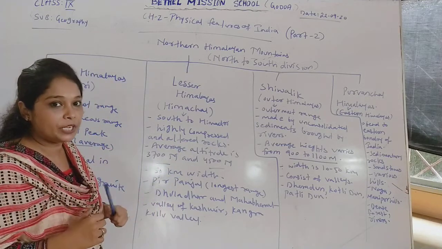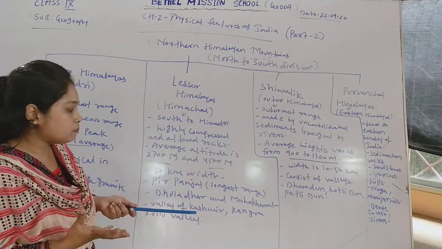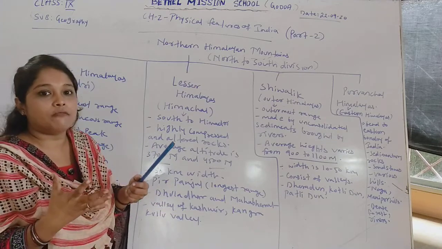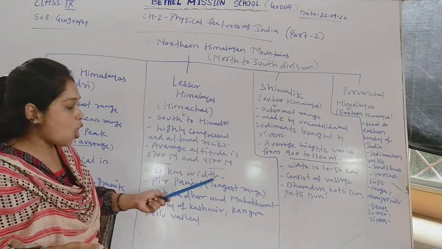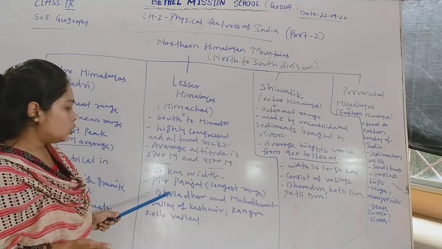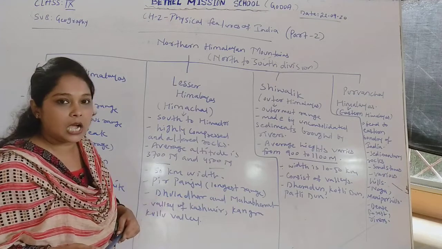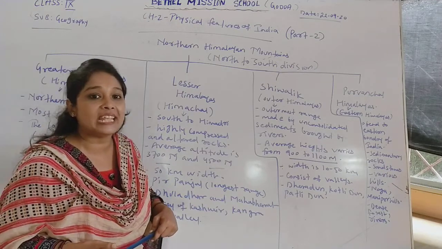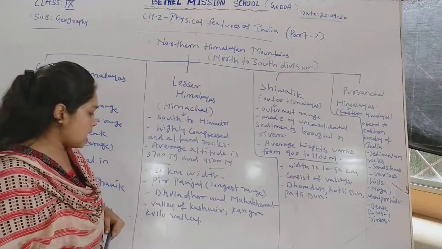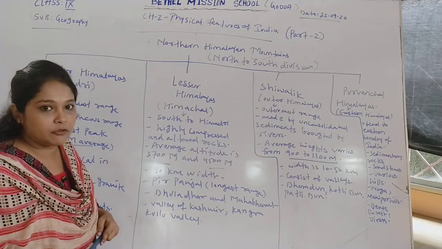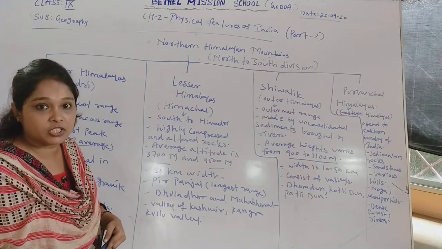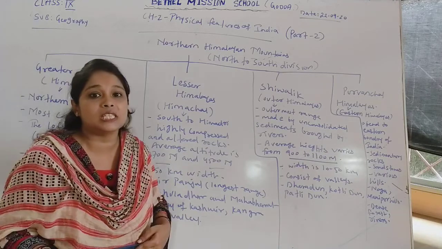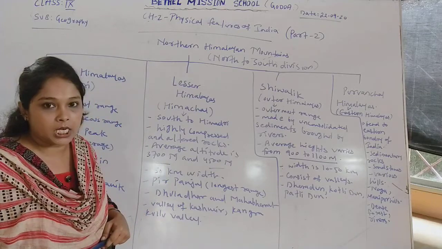It has many different kinds of tourist places. Pir Panjal is the longest range, and Dholadhar and Mahabharat are the very important and prominent ranges in Lesser Himalayas, and it has many valleys. The famous valleys of Kashmir, Kangra and Kullu Manali, which are the most tourist attractive places, lie in the Lesser Himalayas.